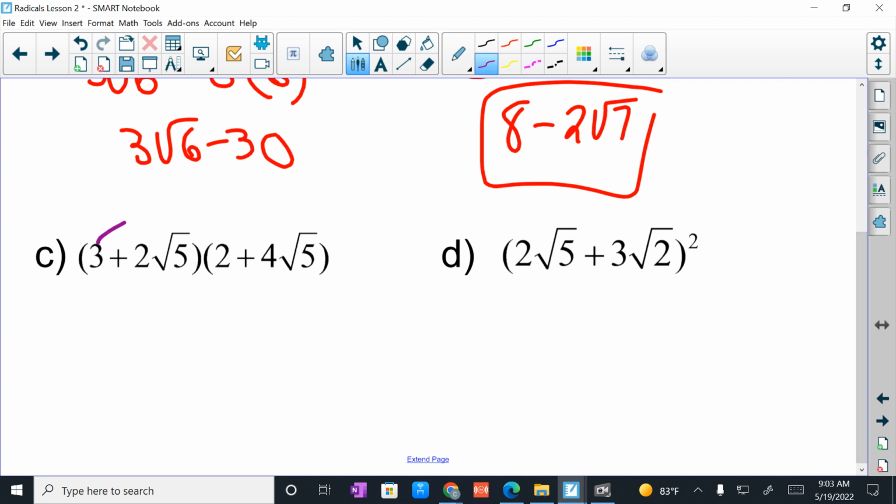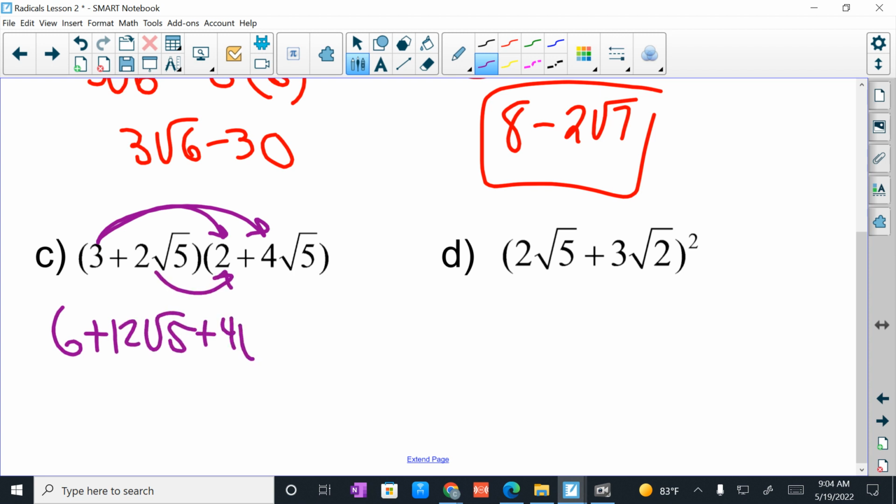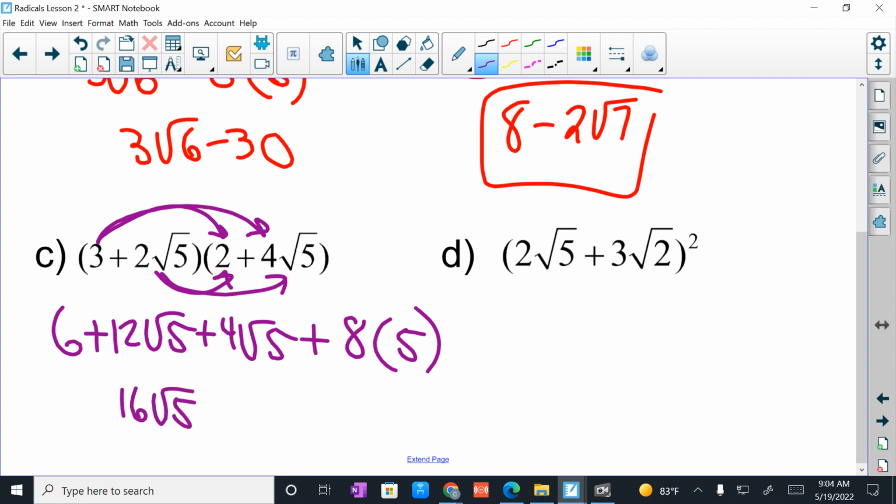Right here. 3 times 2. 3 times 4 square root of 5. 2 square root of 5 times 2. 2 square root of 5 times 4 square root of 5. Beautiful. 2 times 4 is 8, but square root of 5 times square root of 5 is 5. 8 times 5 is 40. Wow, that was spectacular. 40 and 6 is 46, so this is 16 square root of 5 plus 46.